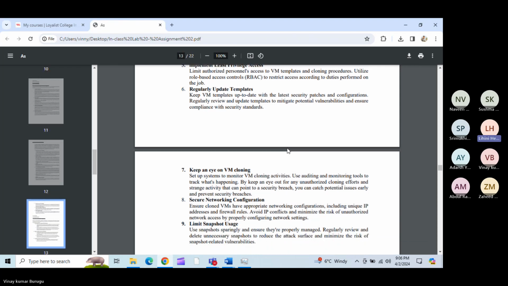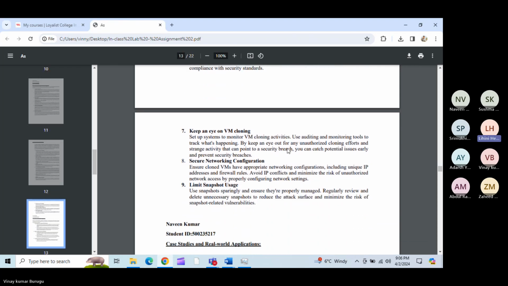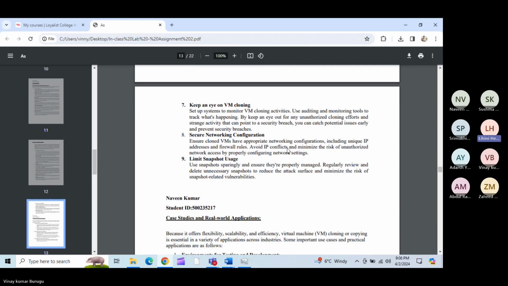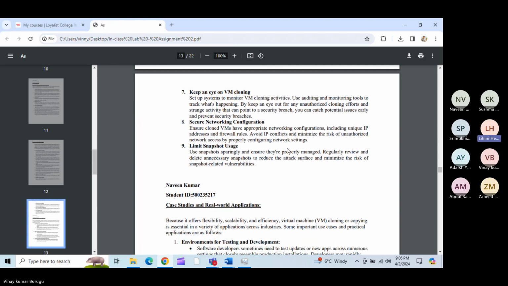The seventh one is that we have to keep an eye on VM cloning activities. Set up systems to monitor VM cloning activities using auditing and monitoring tools. Keep an eye out for unauthorized cloning efforts or unusual activities that could indicate a security breach. Early detection of these activities can help prevent security incidents and minimize their impact.